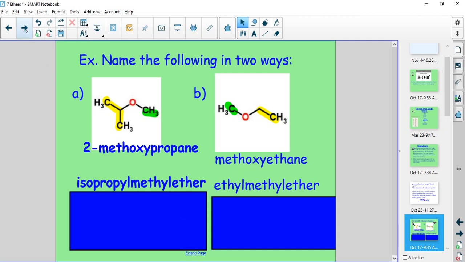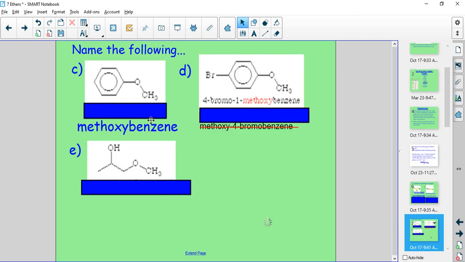Okay, moving on. All right, so we get a little bit more complicated here. This is a parent benzene ring, and off of benzene, off of, let's say, the first carbon, because that would be the easiest or the lowest number to give it, we have a methoxy. So benzene is the parent, methoxy is the branch. So this is the parent method of naming, or the oxy method of naming. We have methoxybenzene.